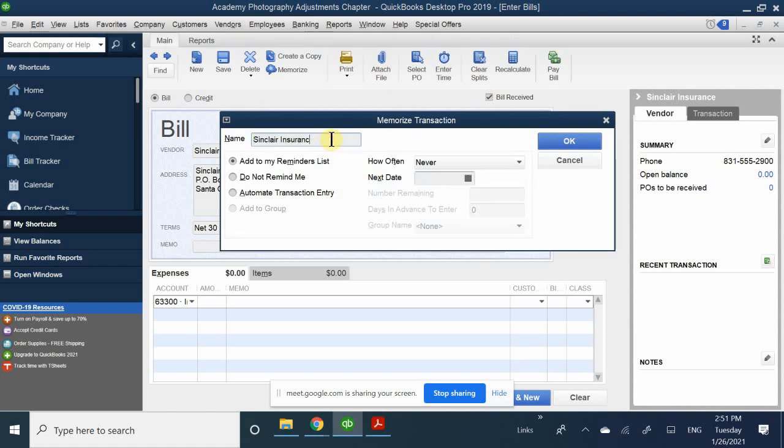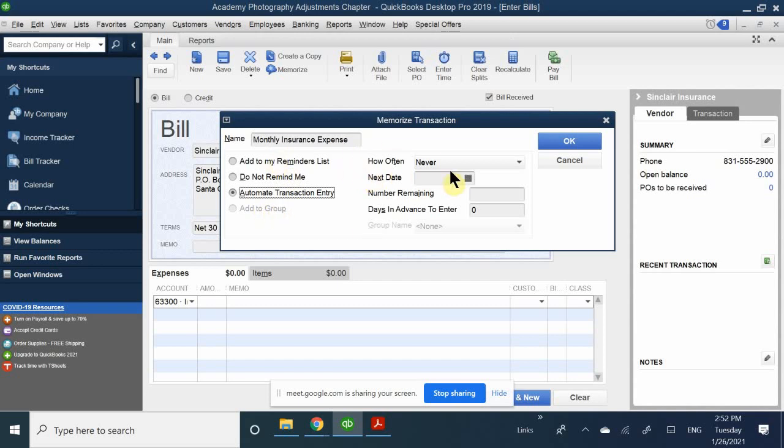So here, I'm not going to name it Sinclair Insurance. I'm going to say it's monthly insurance expense. And then I want to make sure I add to reminders list. That means it's going to remind me that I have a bill due. Other option is do not remind me, or automate the transaction entry. Yes, I want to automate the transaction. So instead of reminding me, I want it to be automatically done for me.